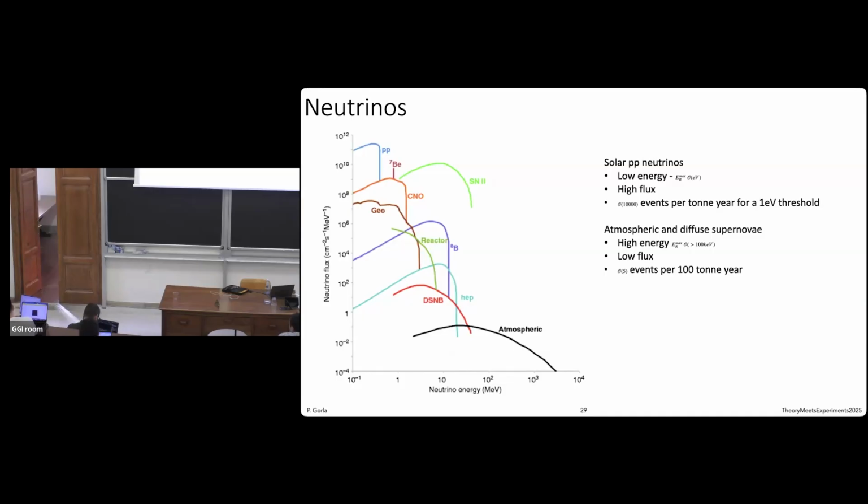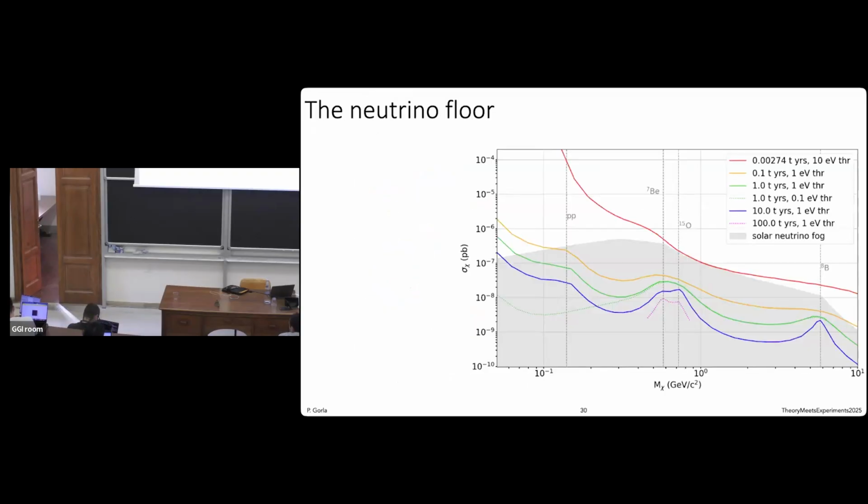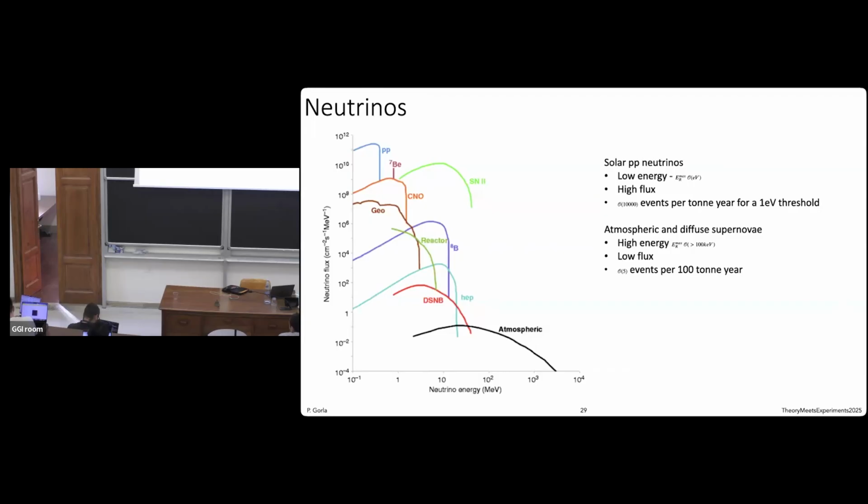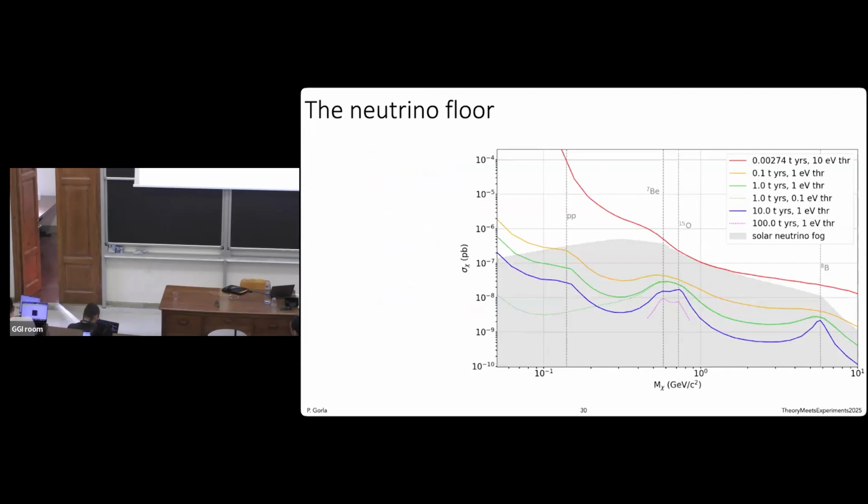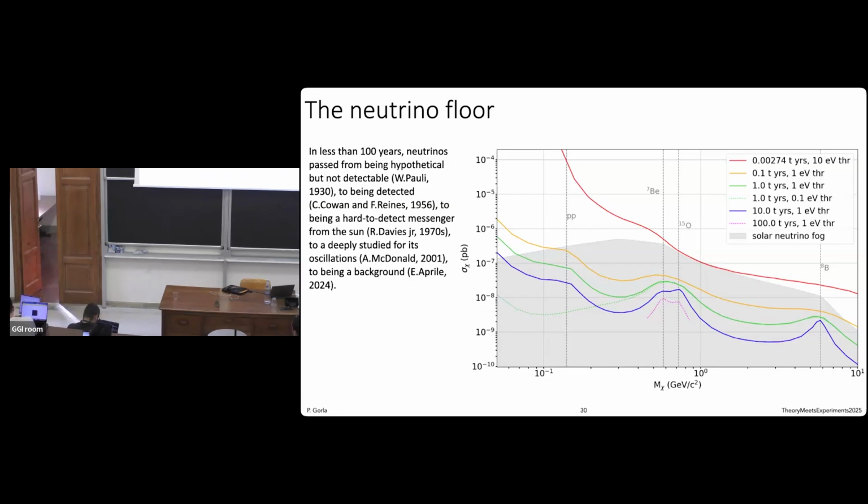On the other side, atmospheric and diffuse supernova neutrinos have much higher energy, but the flux is much lower. So you are of the order of a few events per 100 ton year. So you have a balance going up this curve of what you can see, but you have to live with this. This is the so-called neutrino floor expectation, where these curves are, where you have to expect to see the first neutrino event in your detector.